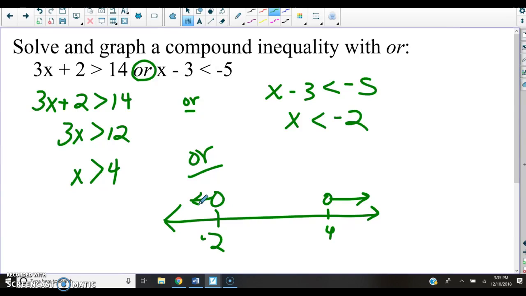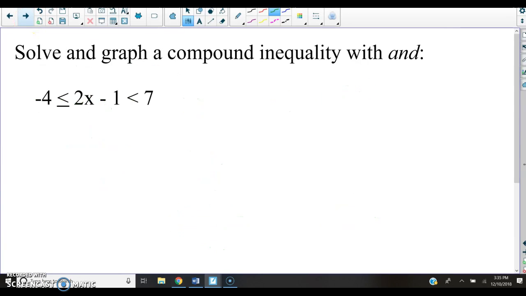Ready? To solve with and. Okay, there's a couple ways to do this. We could go negative 4 less than or equal to 2x minus 1, and 2x minus 1 is less than 7.